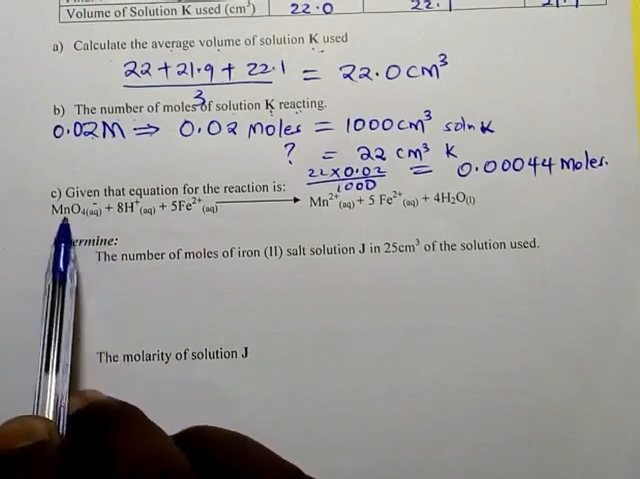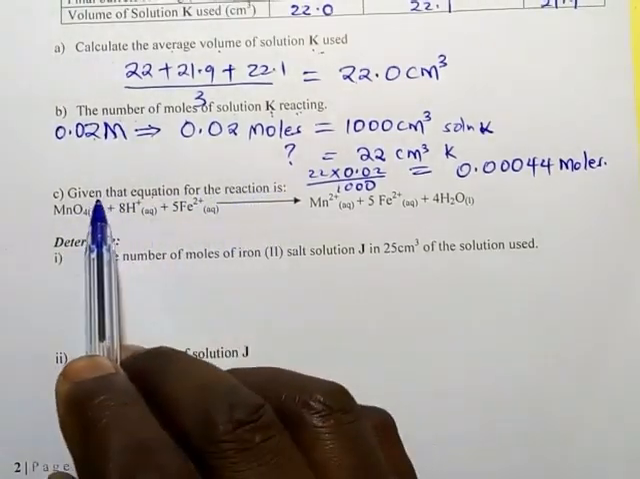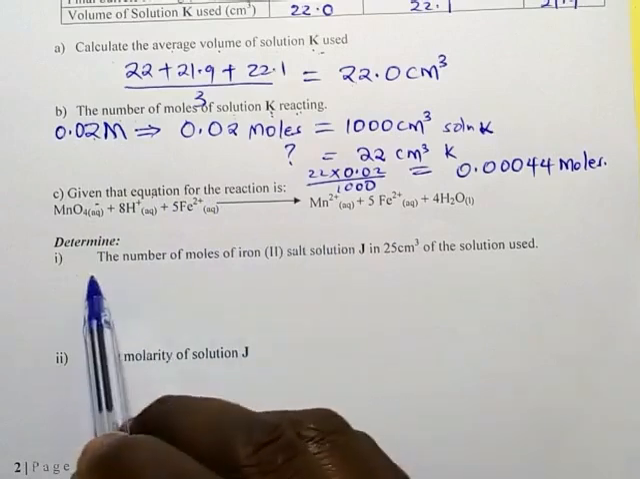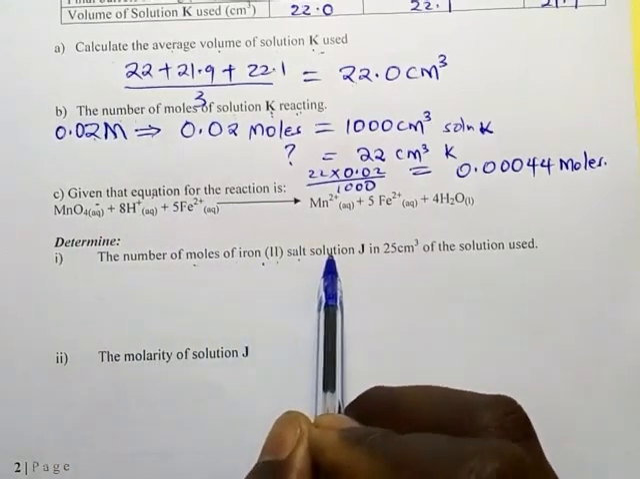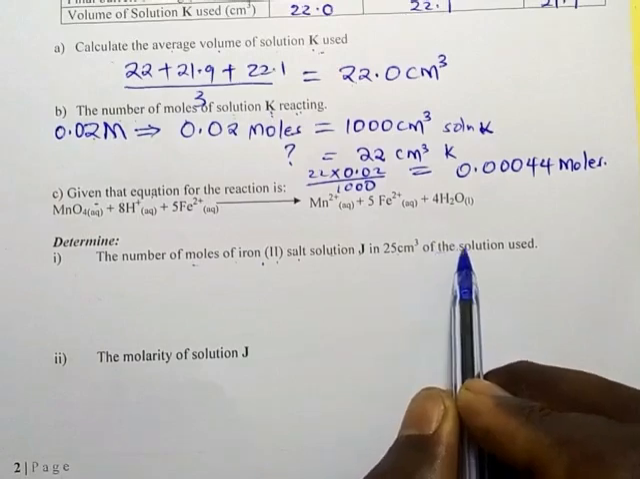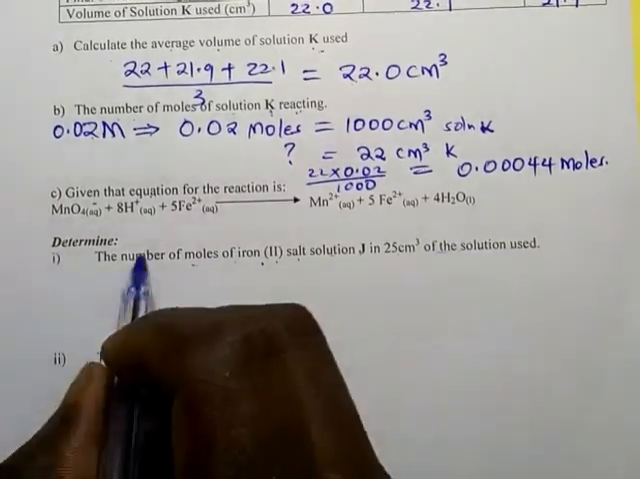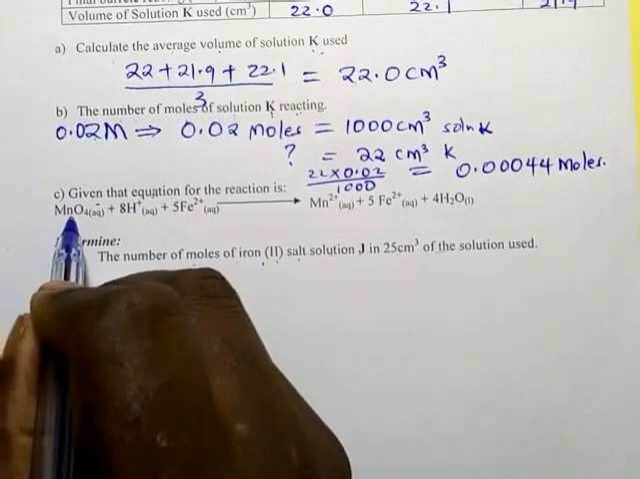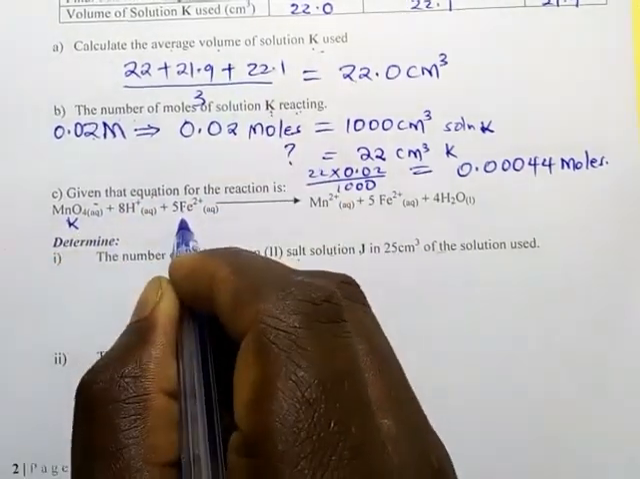Determine the number of moles of iron 2 salt solution J in 25 centimeters cube of solution used, given the equation for the reaction. Now, let us first interpret this here. The permanganate is what we call solution K. The iron is solution J.